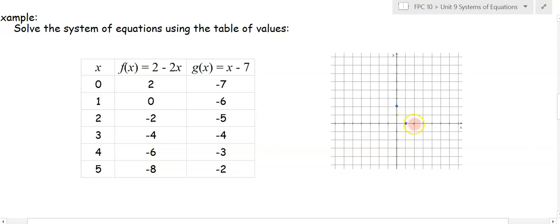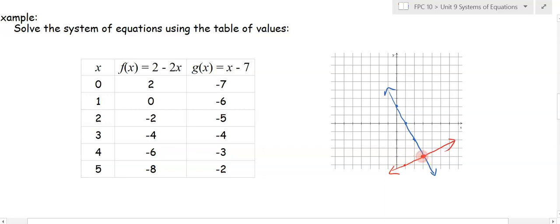So something's happening. 2, negative 2, there we go. And I could graph it. And then I could graph the second one. When I plug in 0, I get negative 7. When I plug in 1, I get negative 6. When I plug in 2, I get negative 5. When I plug in 3, I get negative 4. There we go, and we can graph that, and you can see there's one point of intersection.